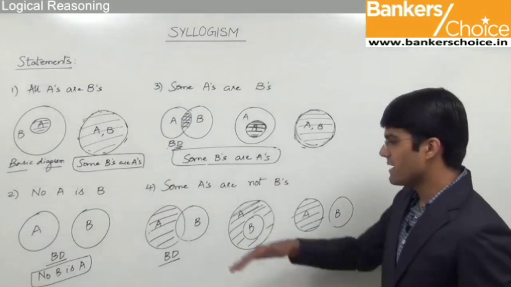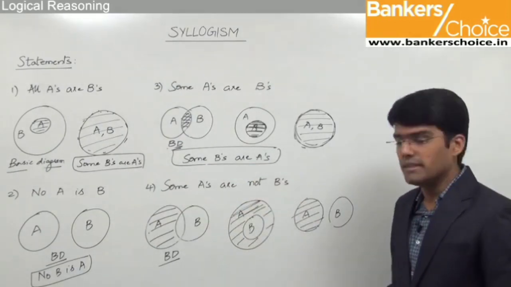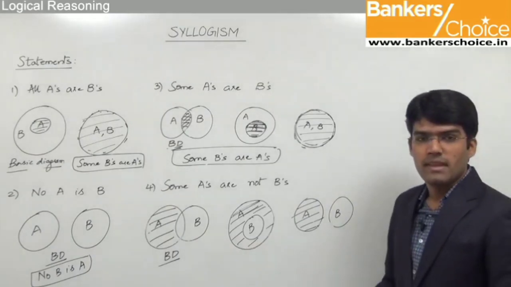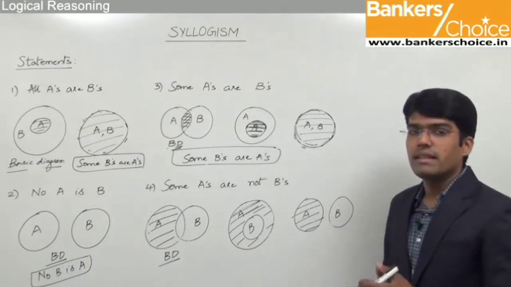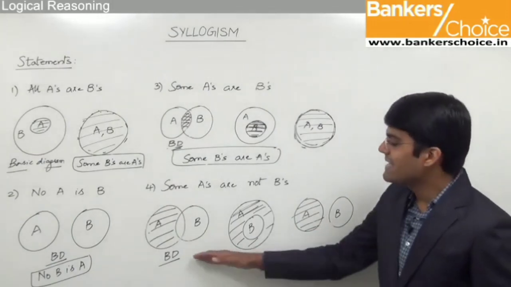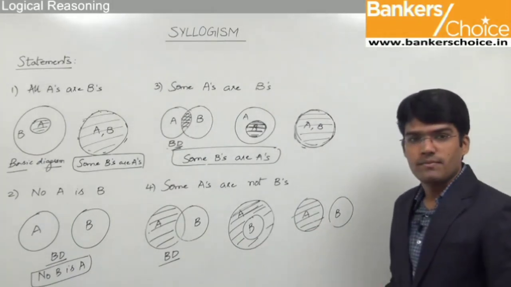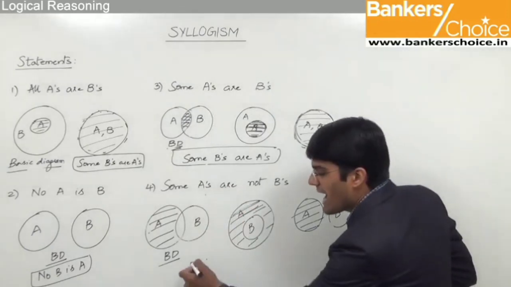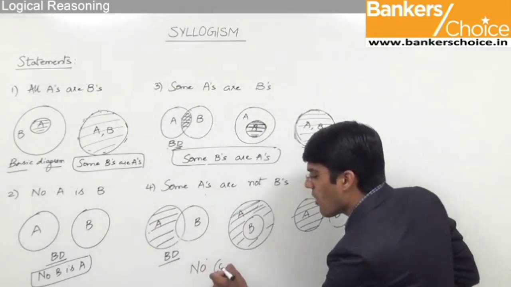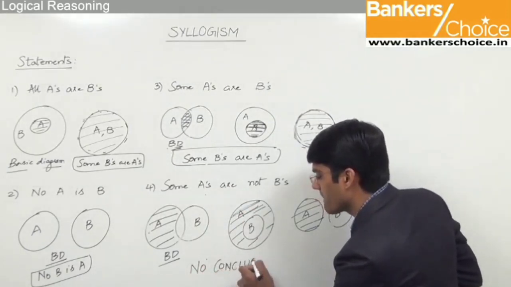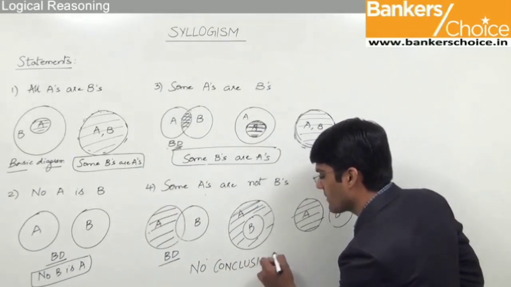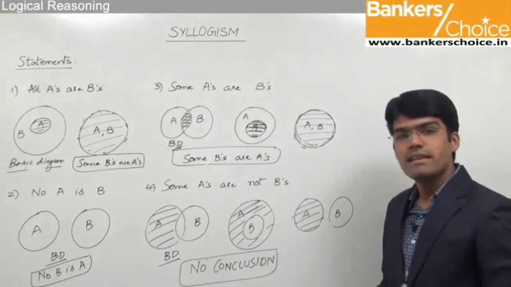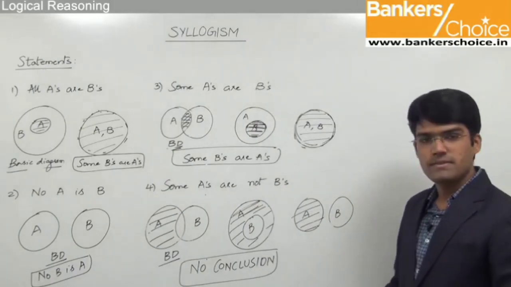Moving on to the fourth statement, that is some A's are not B's, you have seen that we can draw three possible diagrams. For such a statement, there is no conclusion which satisfies all the three diagrams. So we can say that there is no conclusion for statement 4, as nothing satisfies all the three diagrams. So there cannot be any direct conclusion for a statement which says some A's are not B's.